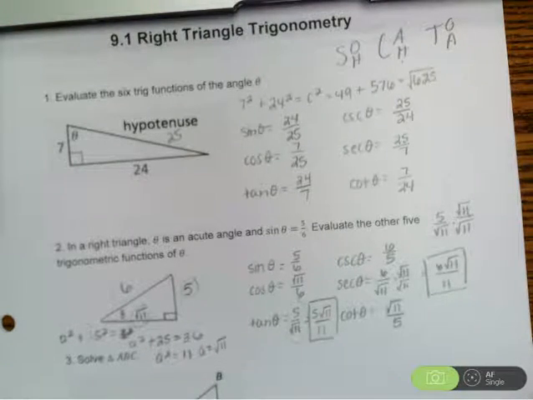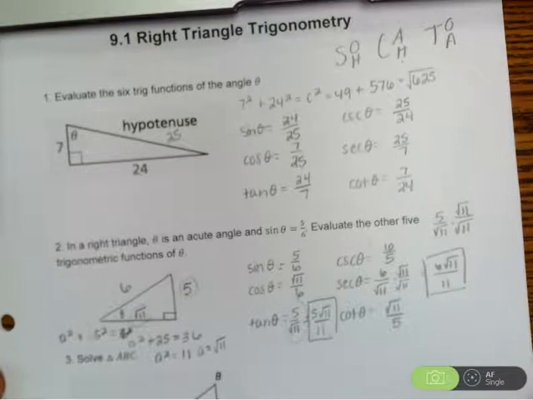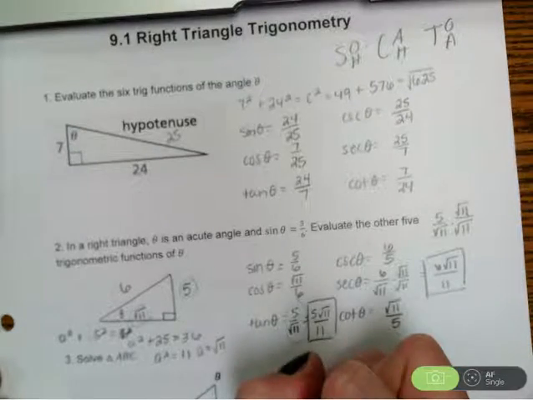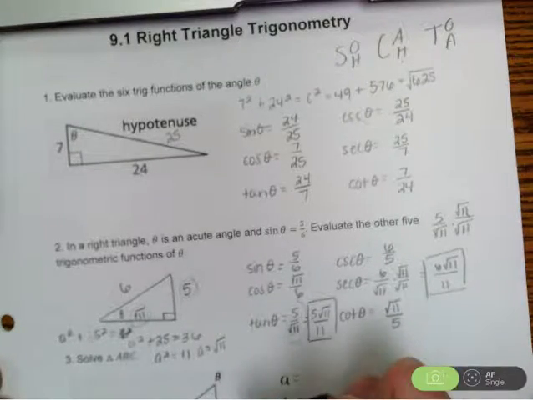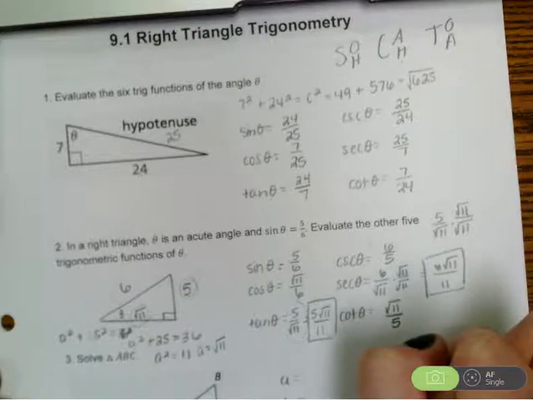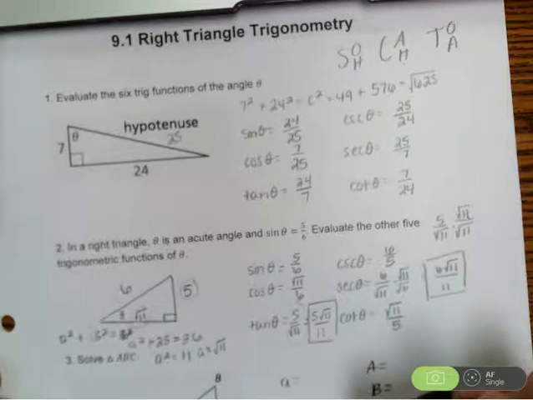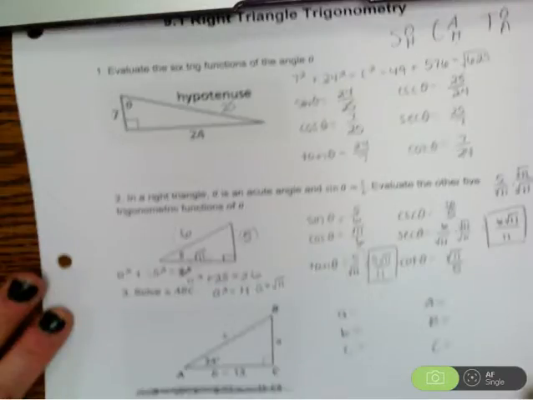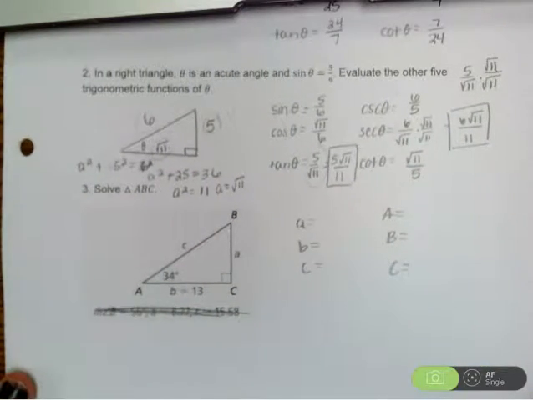Number 3 says solve a triangle ABC. When we solve, we want to find all the side lengths, A, B, and C, and all of the angle measures. So there should be 6 things that we're looking for. We're given some of them, but we're not given all of them.